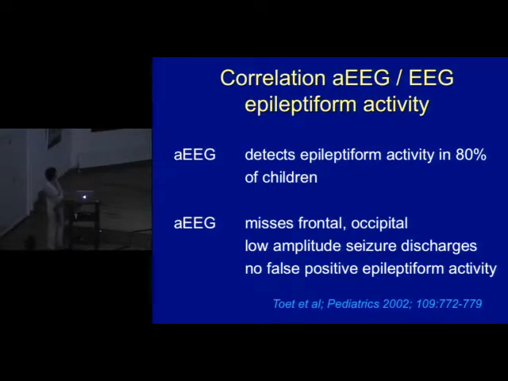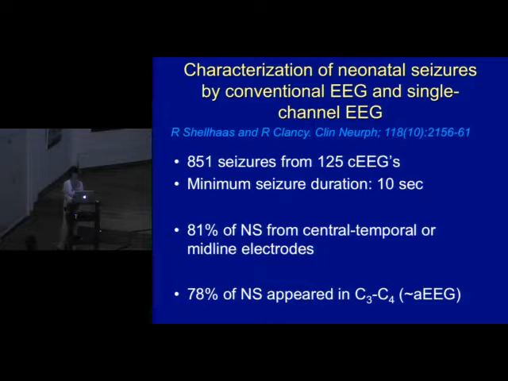We looked into the problem of aEEG versus EEG. Do we see all seizures? What do we miss? And this is only looking at aEEG without access to the raw EEG. And we see that we detect seizures in about 80% of the children, but obviously we miss frontal, occipital, and low amplitude seizures and those of short duration. And this was addressed by Schelhaas, who looked into full EEG to see where the seizures took place. And the seizure burden in neonates is very high, and especially in this central temporal area. So that's the location you want to monitor, and that's what we do in the one-channel aEEG.